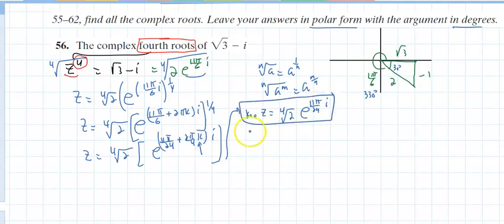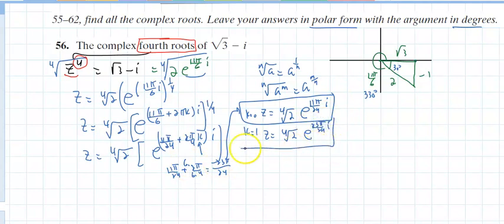That's the first solution. If you let k equal 1, z will equal the fourth root of 2 e to the power, if I take 11 pi over 24 and add 2 pi over 4 to it, that's 23 pi over 24 i. If I let k equal 2, I'll get z to equal the fourth root of 2.